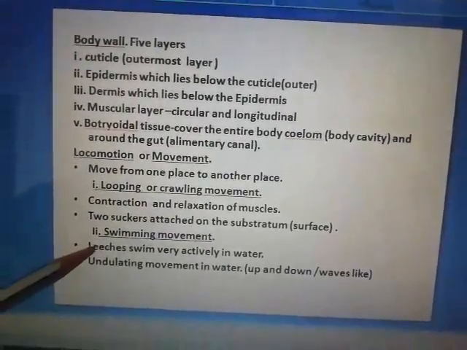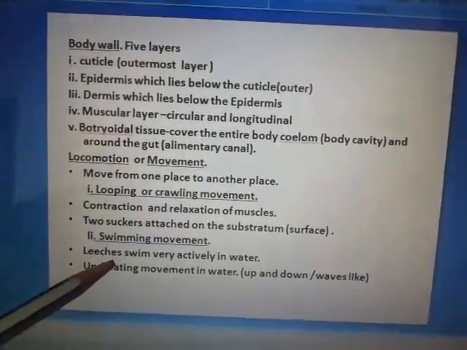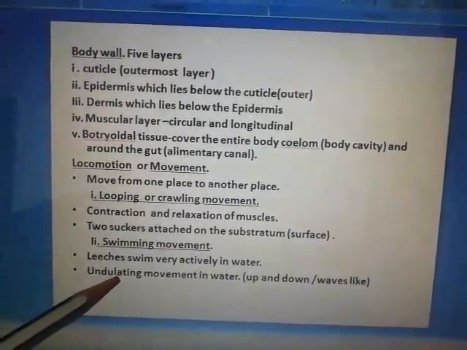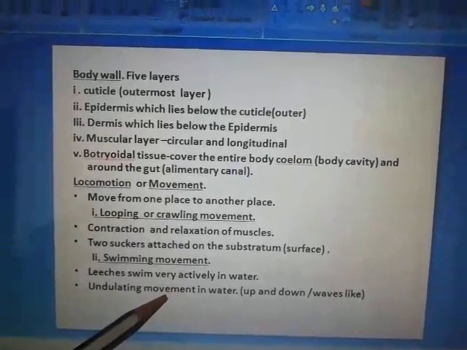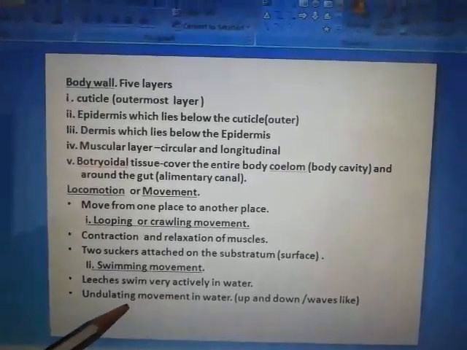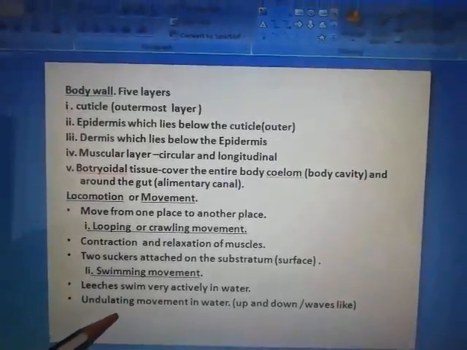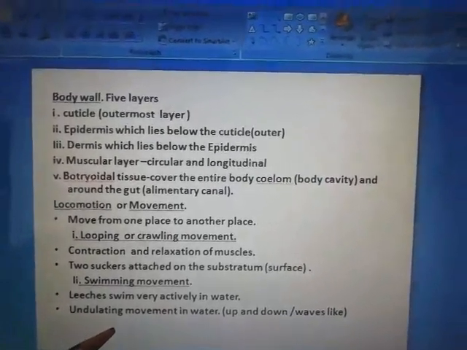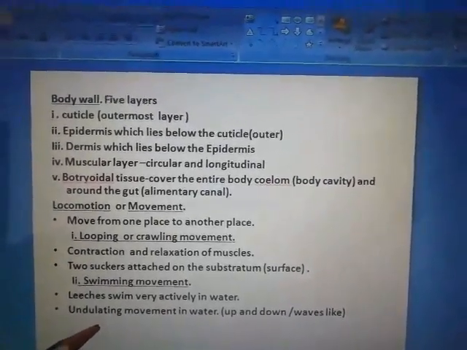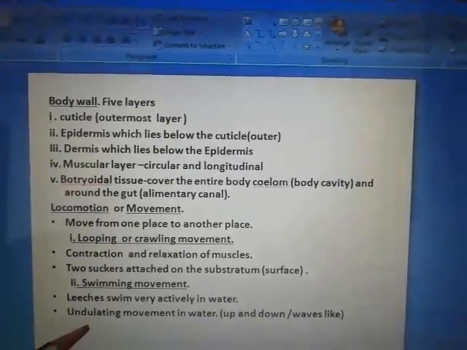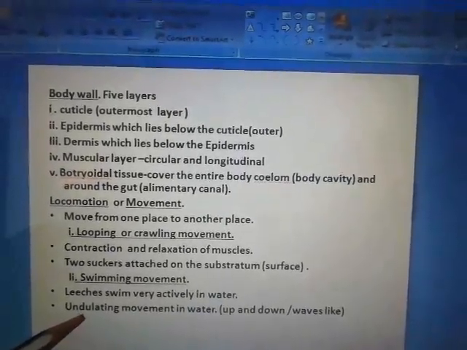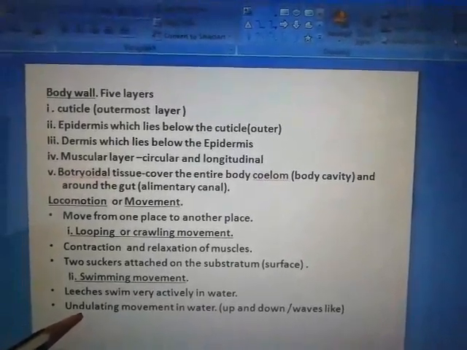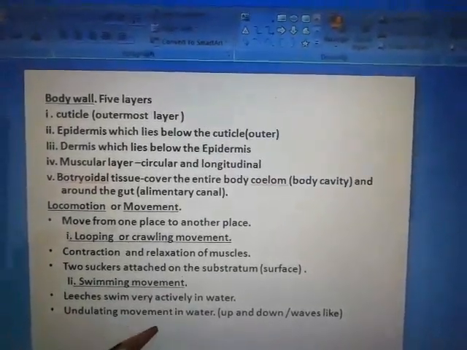And the second one is swimming movement. Leeches swim very actively in water. This is mainly an undulating movement in water. Undulating means the leech moves up and down in wave-like structures. That is undulating movement.